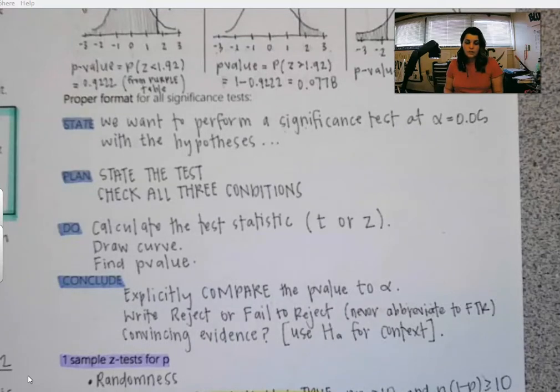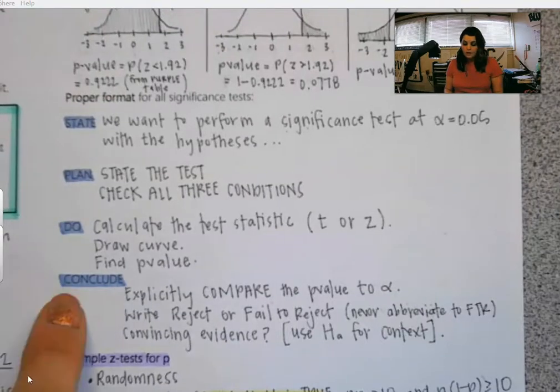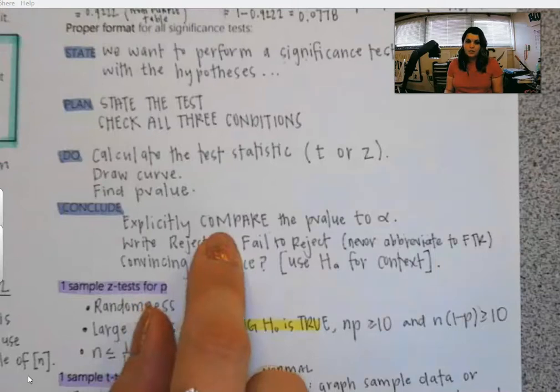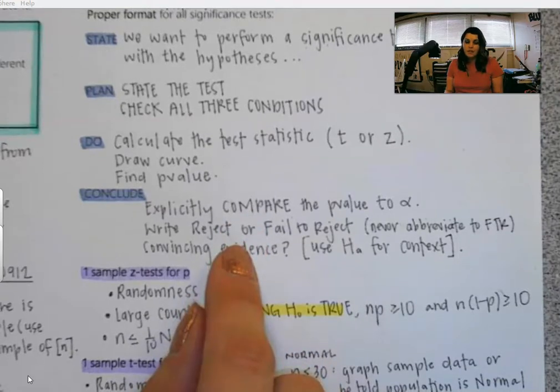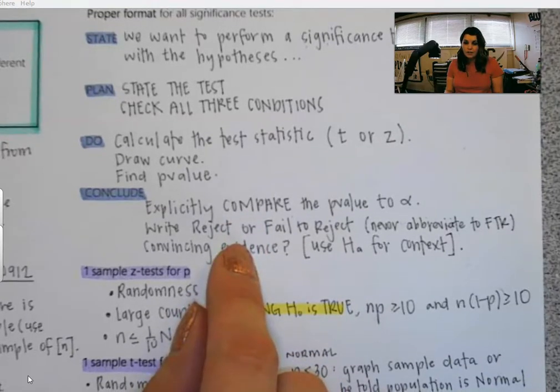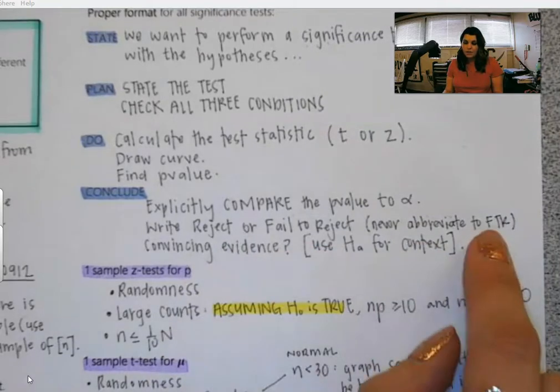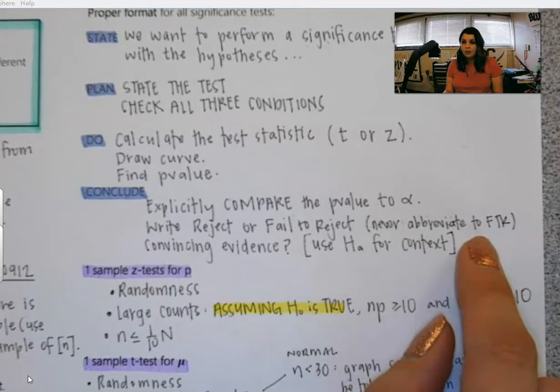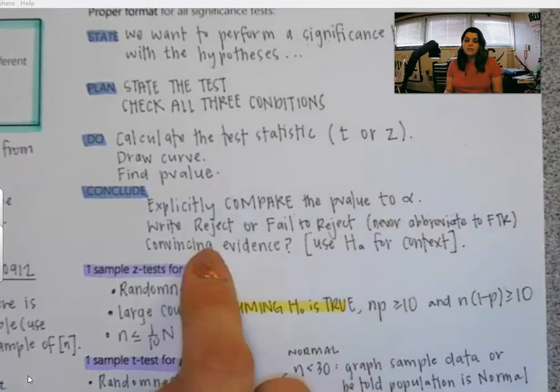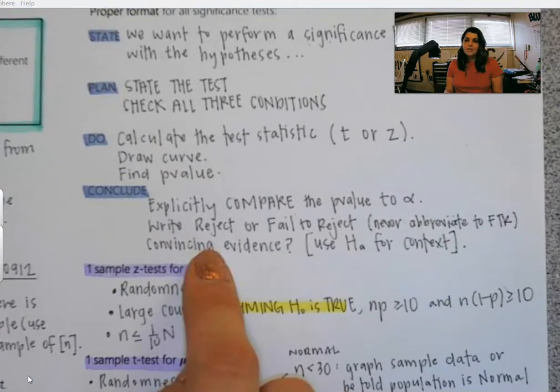So these are all the things that you need to do in each section. On the conclude, make sure you explicitly compare your p-value to your significance level. Explicitly write reject or fail to reject. Never abbreviate fail to reject. So never say we FTR. No, write it out. And then you have to say if there's convincing evidence in terms of the alternative.